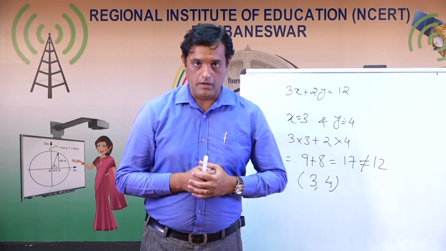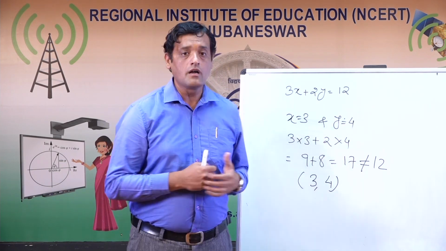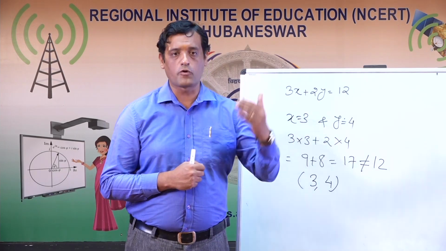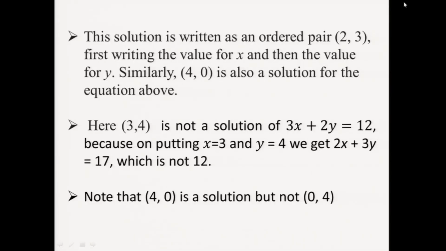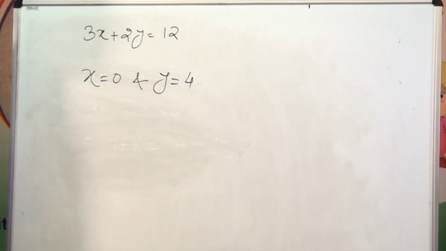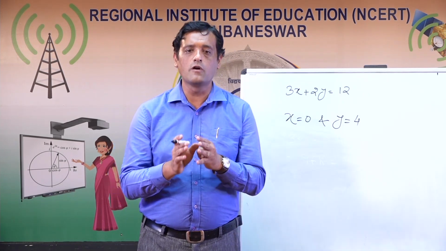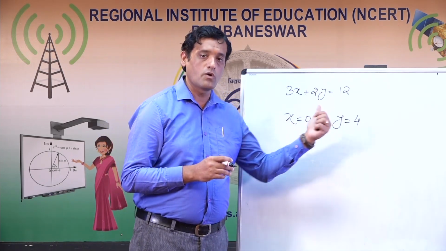Now we have already found that 4 comma 0 is a solution. We have already cross checked 4 comma 0 is a solution, but is 0 comma 4 a solution? Let us cross check whether 0 comma 4 is a solution or not. So now we are changing the pair. Here we are putting x equal to 0 and y equal to 4. 0 comma 4 means that first we write the value of x, then we write the value of y. So this is our 0 and 4.